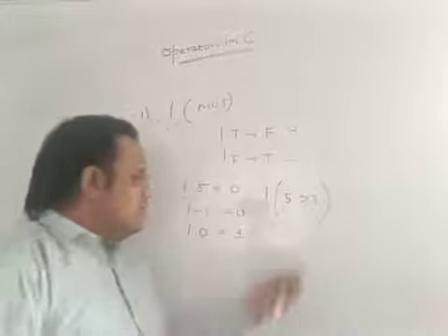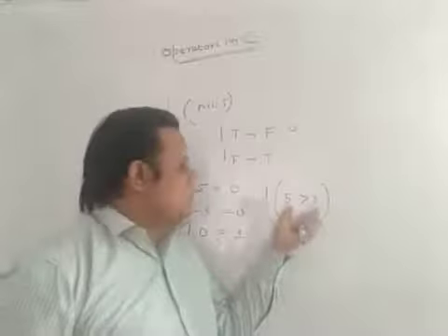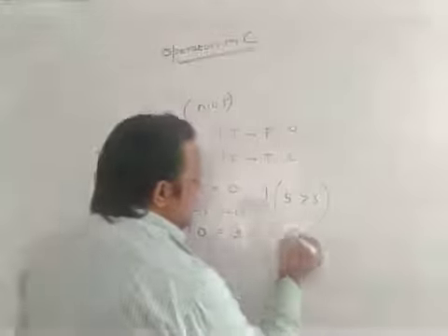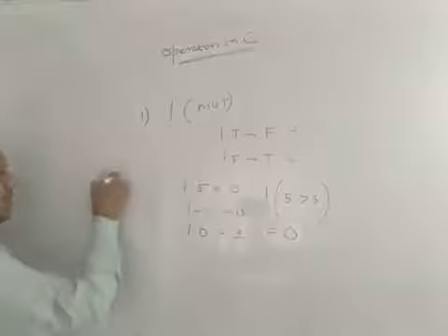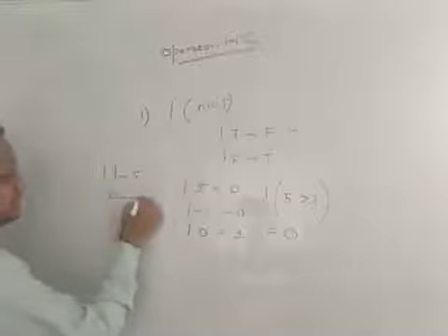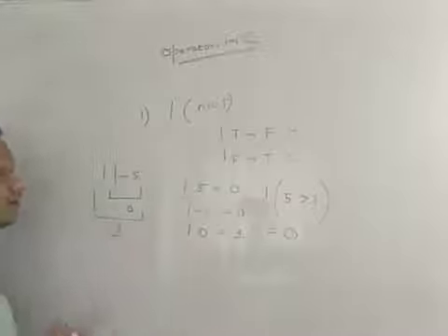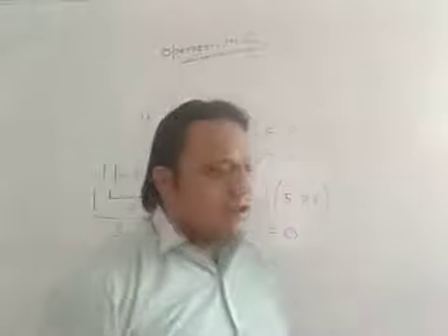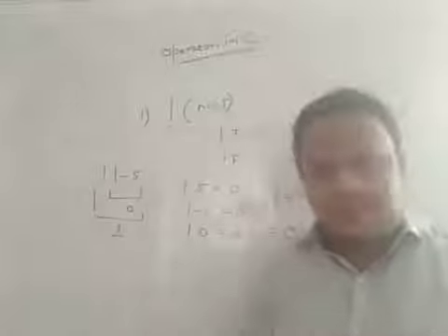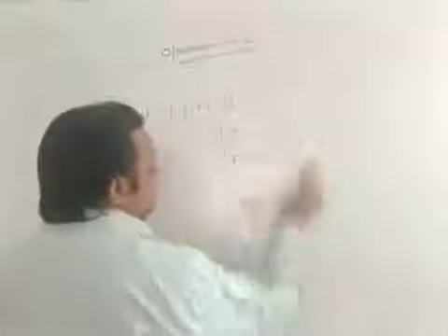Similarly, if I write not of 5 greater than 3, what is the value? See, 5 greater than 3 is a true value. 5 obviously is greater than 3, so this is a true statement. If it is true, not of true is false, so this will give you 0, right? Similarly, not of minus 5 is 0 and not of 0 is 1, right? So this is the very first basic operator, not. Not of true is false, false means 0, and not of false is true, true means 1, right? Now moving on to the second operator.